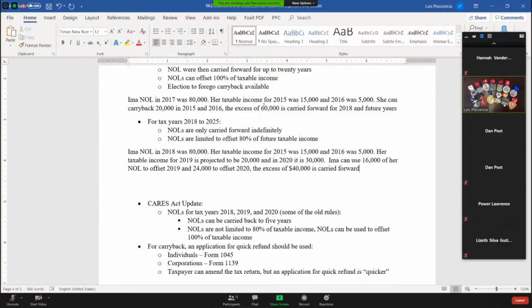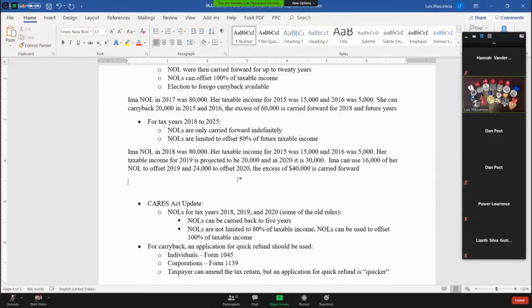And then in 2020, they're using $24,000. So she's paying taxes on $6,000. Again, generating revenue for the government. So that's how it was designed to create. They're still allowing taxpayers to use the losses, but it's still generating some type of tax revenue for the government.